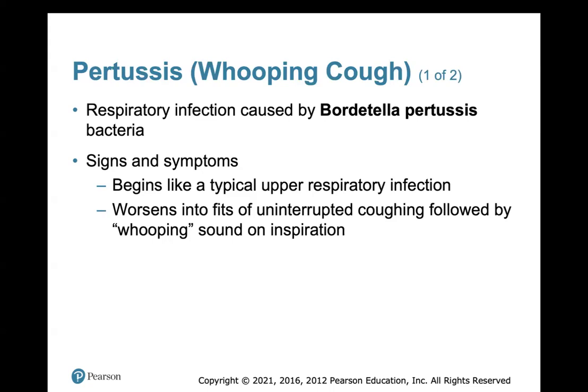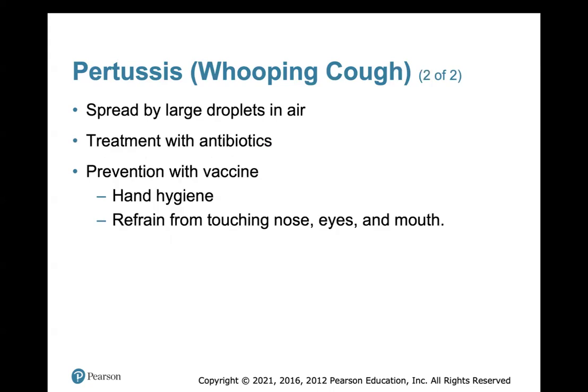Pertussis, or whooping cough, is also very common in children. It usually begins as a typical upper respiratory infection. It worsens into fits of uninterrupted coughing, followed by a whooping sound on inspiration. Usually it's treated by antibiotics and prevented with vaccine, hand hygiene, and refraining from touching the nose, eyes, and mouth. These are illnesses that are common with children. However, they can be contracted by adults as well.